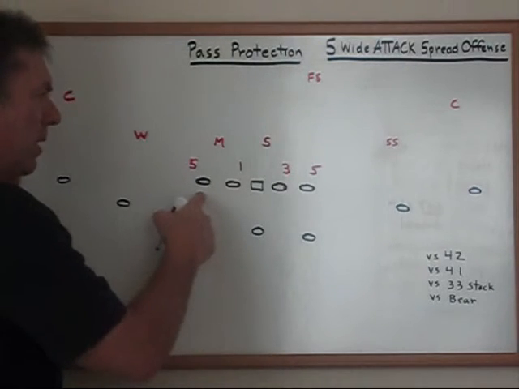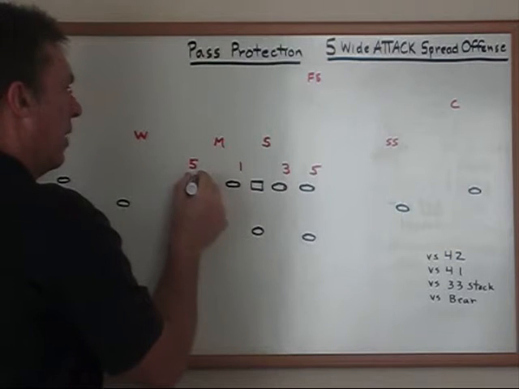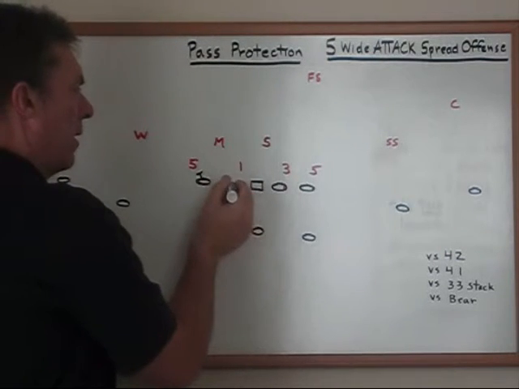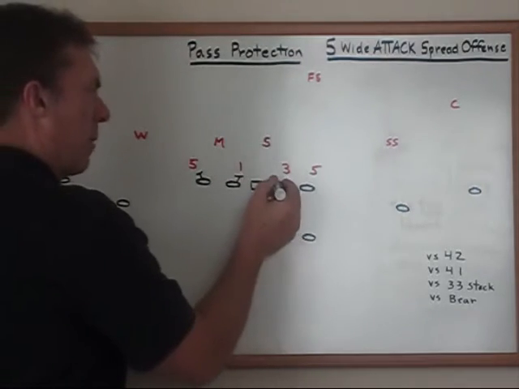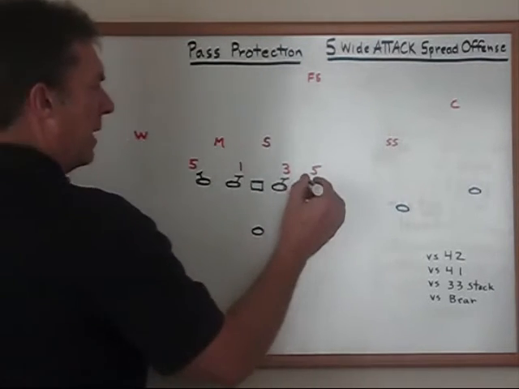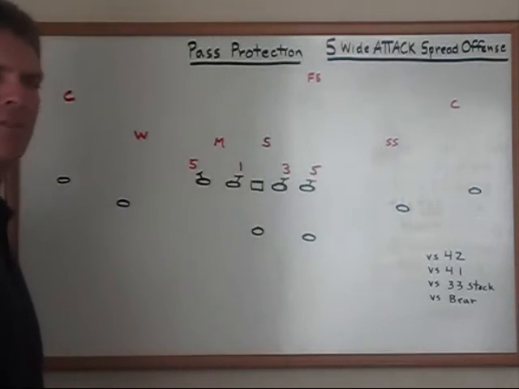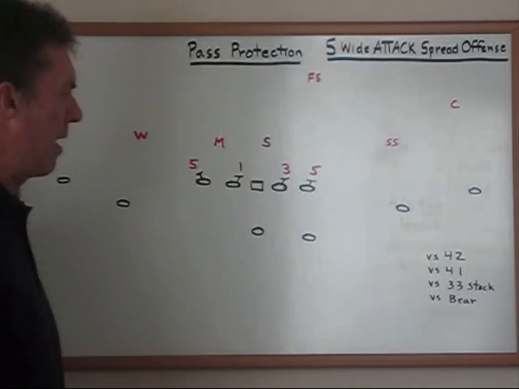So starting with the left tackle, he's covered by the 5 technique, so he'll set and block the 5 technique. The left guard is covered by the 1 technique, so he's responsible for the 1 technique. The right guard is covered by the 3 technique, so he's responsible for the 3 technique. And the right tackle is covered by the 5 technique, so he's responsible for the 5 technique. Now that still leaves 2 other players for us to account for.